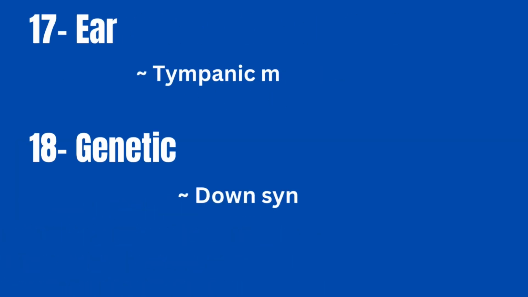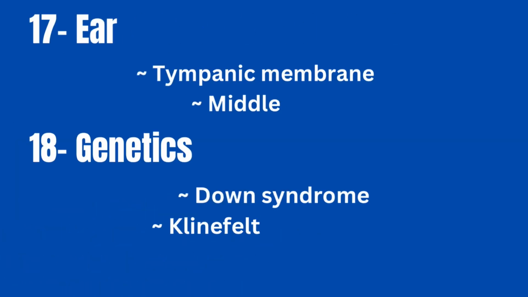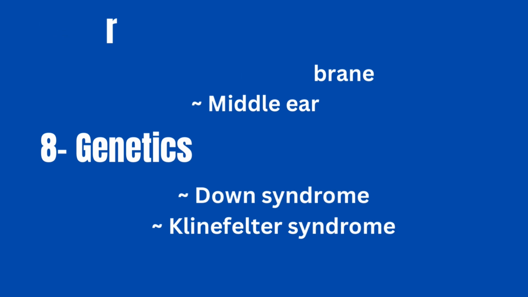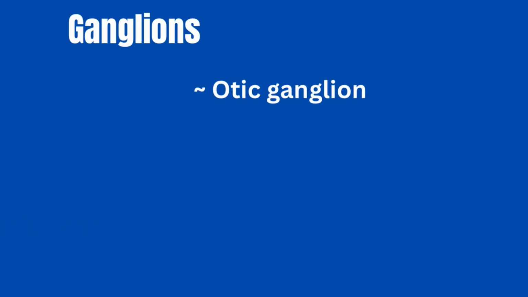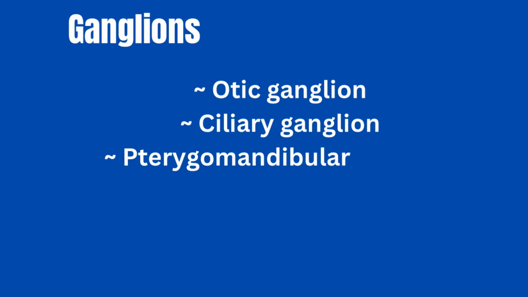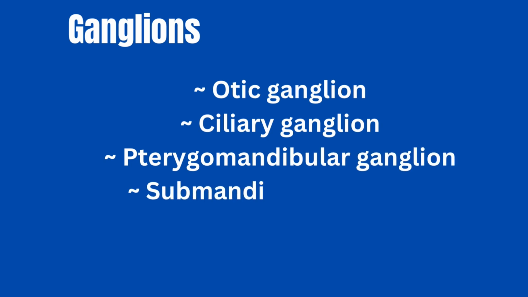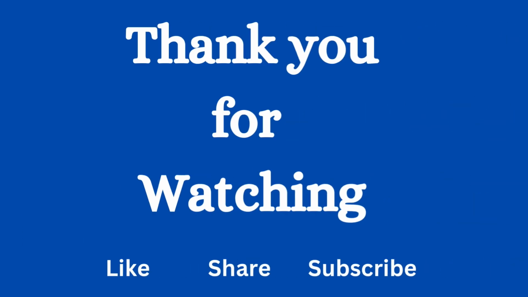Next up we have ear. Tympanic membrane and middle ear are important topics for ear, and in genetics we have Down syndrome and Klinefelter syndrome, which should be written, and a proper diagram should be made. We have 4 important ganglions in our syllabus, which are otic ganglion, ciliary ganglion, pterygopalatine ganglion, and then the submandibular ganglion.